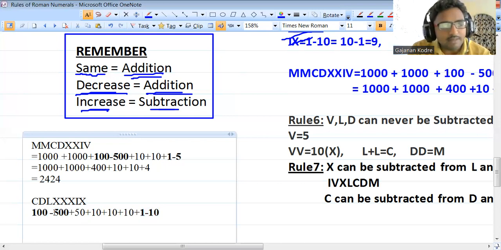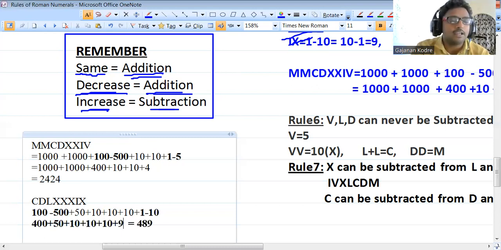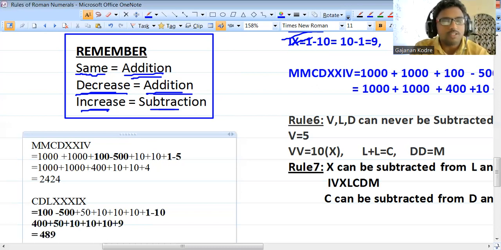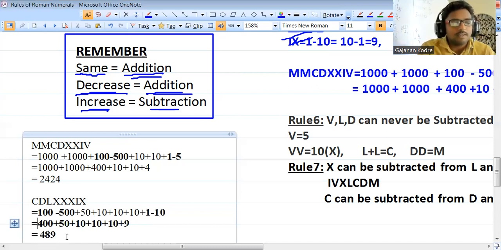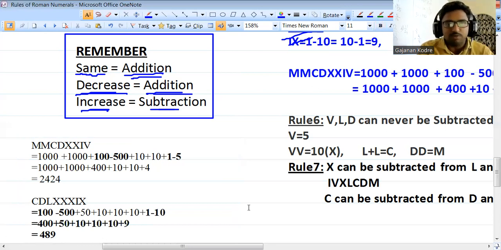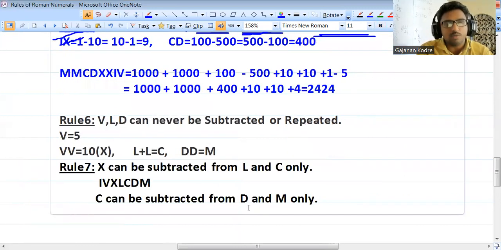500 minus 100 is 400, plus 50, then 10, then 10, then 10 minus 1, which is 9. And what will be its total? 489. So in this way, you can write a Roman numeral into the Indian or Hindu Arabic. I hope you have understood rules number 4 and 5, and how to convert a Roman numeral into Hindu Arabic.